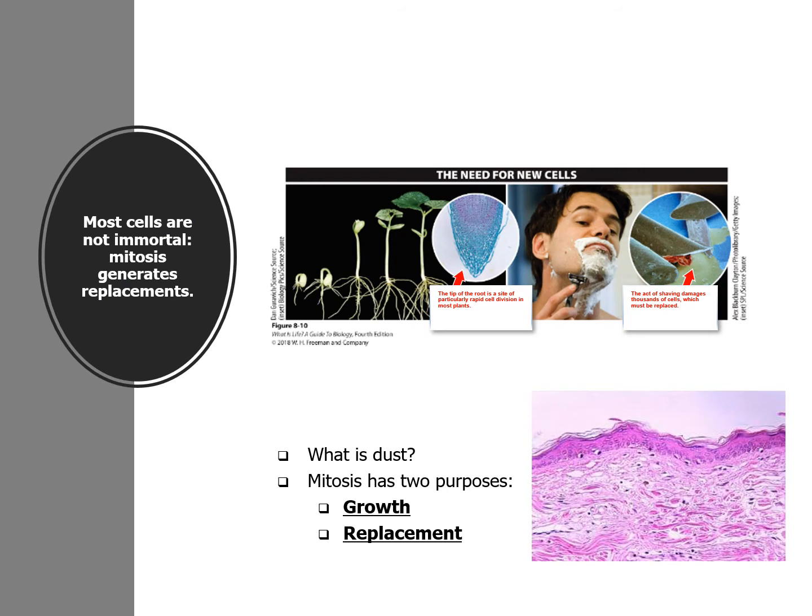So most cells are not immortal, as you can kind of imagine, due to mitosis generating replacements. A lot of the cells in your body essentially move from a baseline and then push the cells above them up and off. So eventually those cells will get sloughed off, which is essentially what dust is, except that's like the sloughed off skin cells.